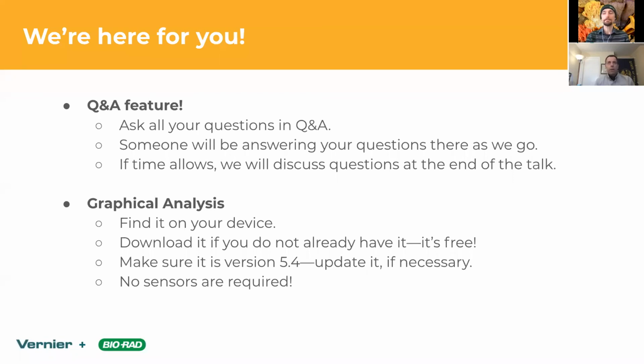The other thing that I would like you to do, I'll show you how to do this later, but if you go to vernier.com and go to downloads, you can actually get a free copy of Graphical Analysis 5.4. You can download that to your device. There's no sensors required. We're going to be doing an active activity where I'm going to be sending you data remotely over the internet at the end of this talk. So go ahead and try to download that now.